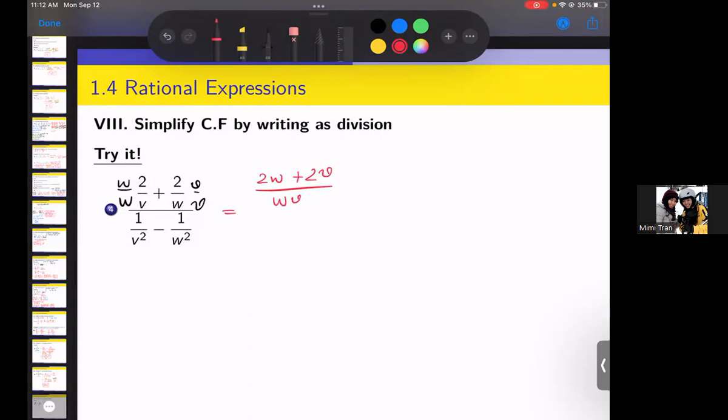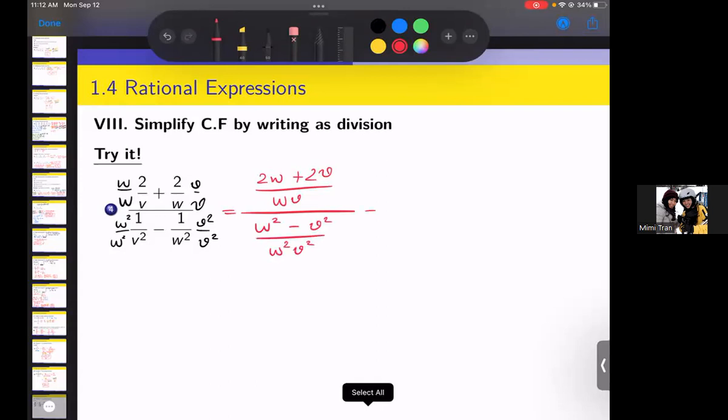Now let's take care of the bottom. LCD for the bottom. Yeah, so the first fraction is missing W squared over W squared, V squared over V squared. So I have W squared minus V squared over W squared V squared.